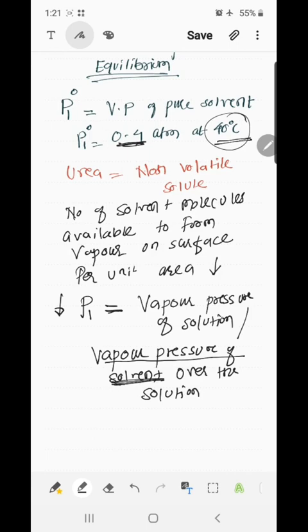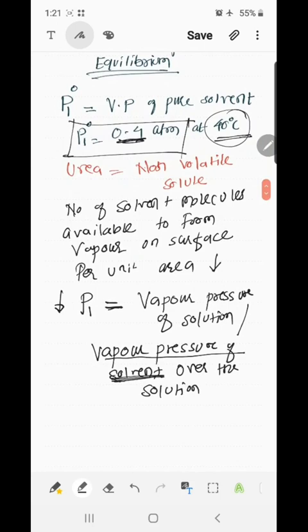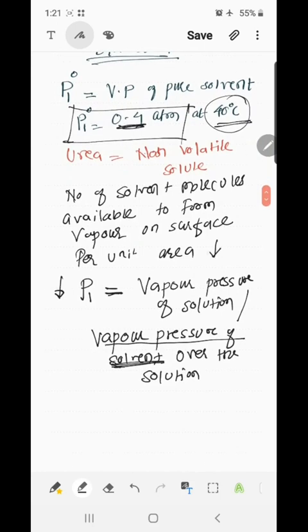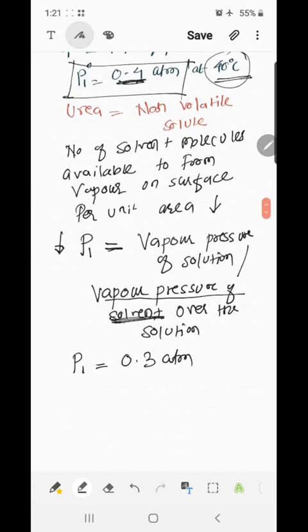Now vapor pressure of solvent has changed. When solvent was pure, its vapor pressure was 0.4. Now when solvent consists of urea, vapor pressure has decreased. I told you, decrease at the same temperature. Say for example that decreased vapor pressure value is 0.3 atmosphere at 40 degrees Celsius, and we have to take temperature constant.